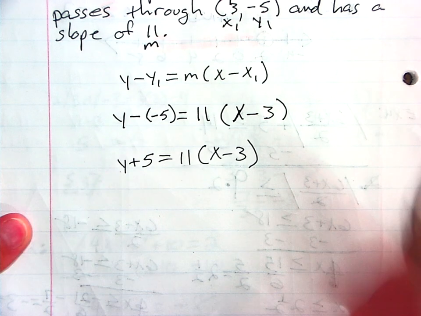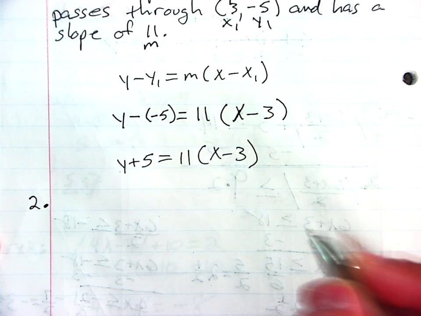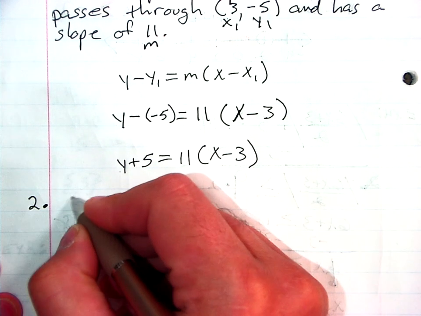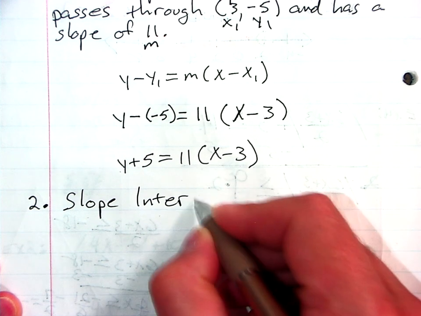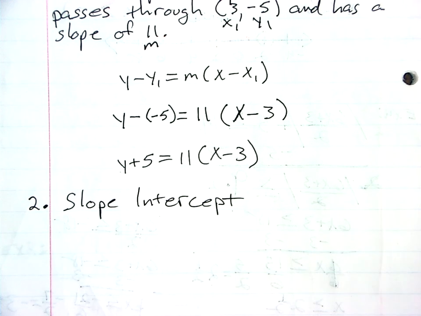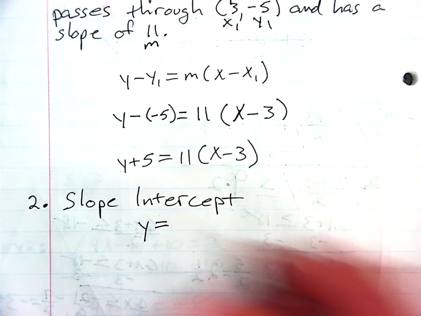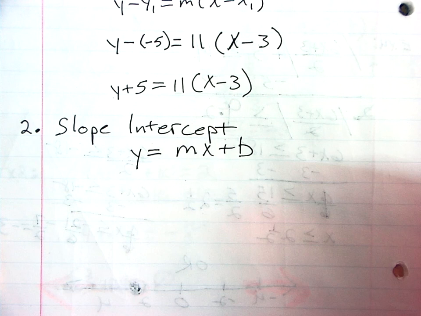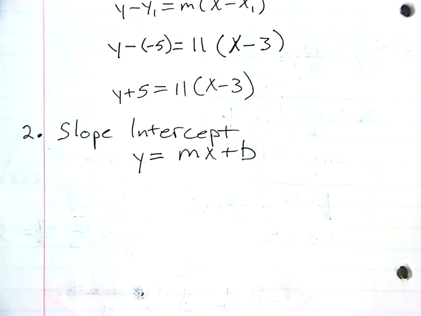So number 1 was point slope. What's number 2? I just told you. Slope-intercept. Thank you. Slope-intercept is y equals mx plus b. And what is the m? Slope.